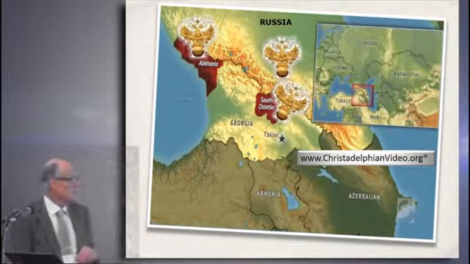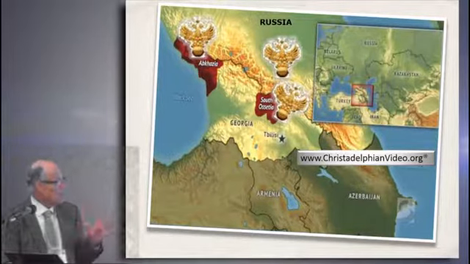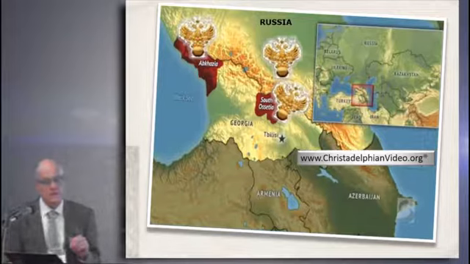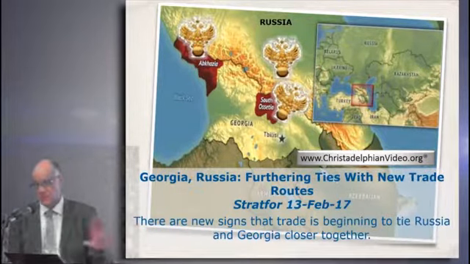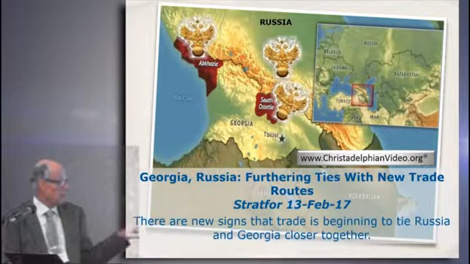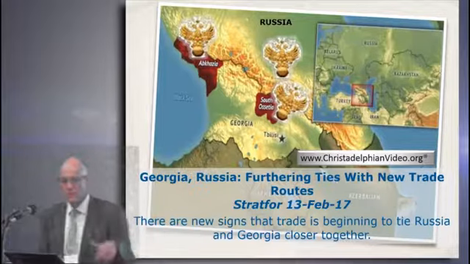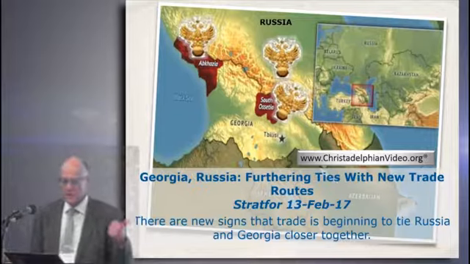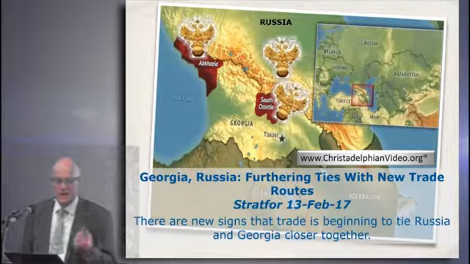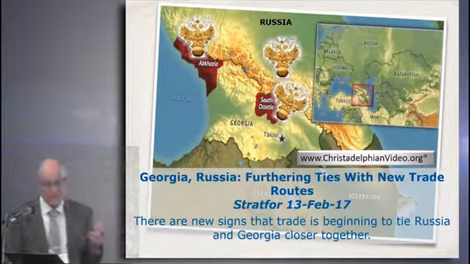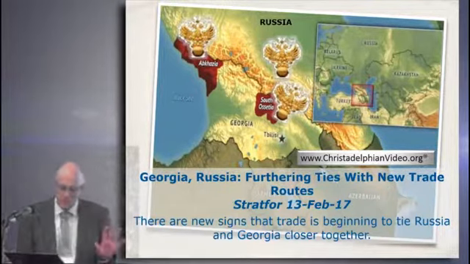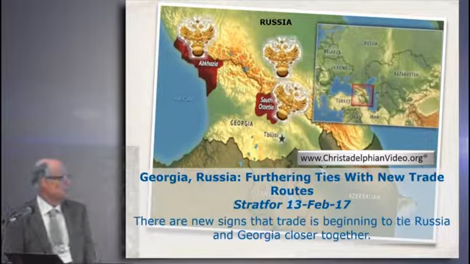So we can see great changes, and even Georgia itself is now being so heavily pressurised. Georgia was originally going to become part of the West, but now the headline there: Georgia, Russia, furthering ties with new trade routes. So Russia is beginning to tie Georgia, the rest of the country, to herself. So Russia, very active in that region there.